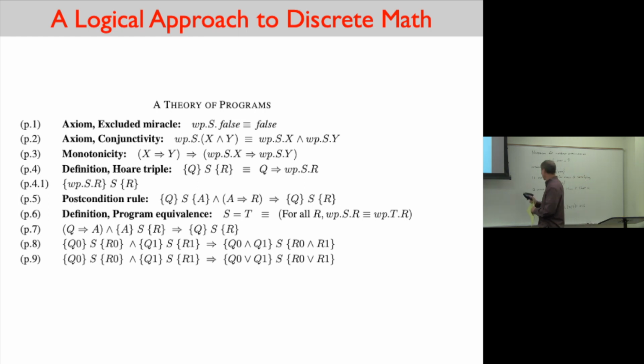Now comes our first theorem we're going to prove. We kind of have to do that, so we can see how these program theorems are proved. Okay, so here we go. P.3, we'll do proof of monotonicity.